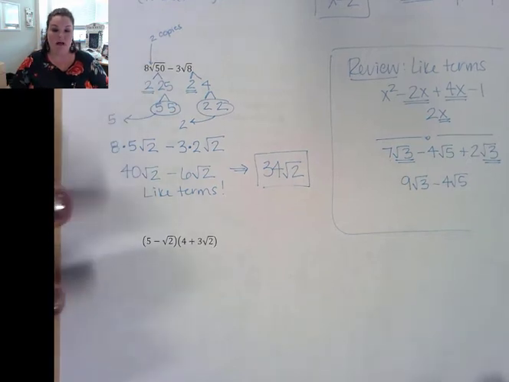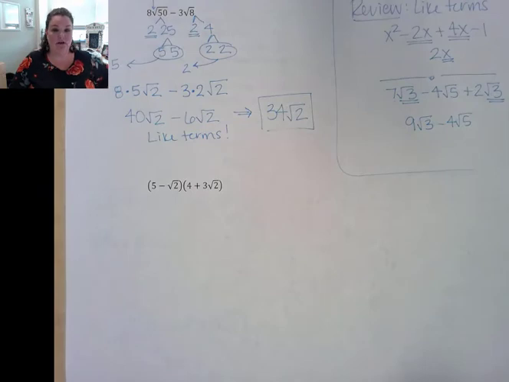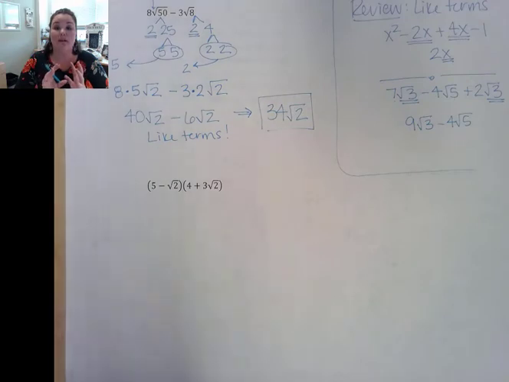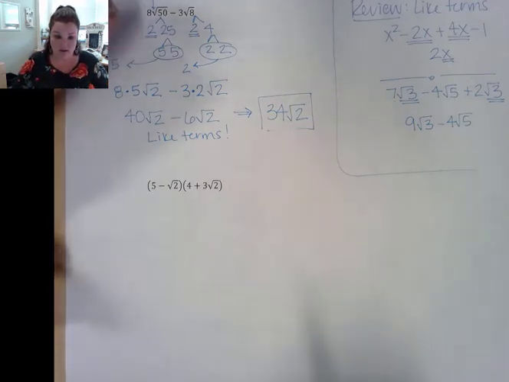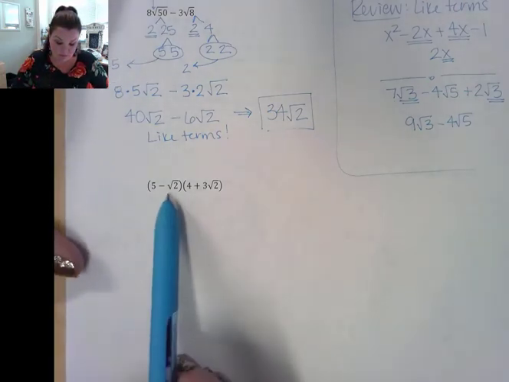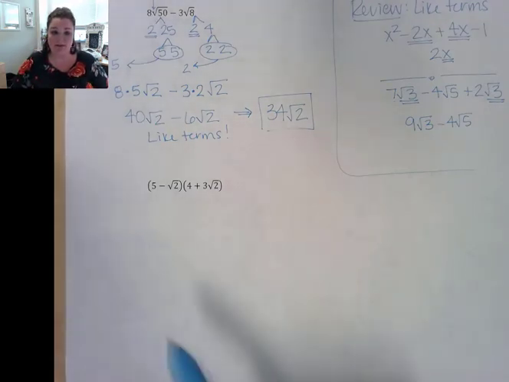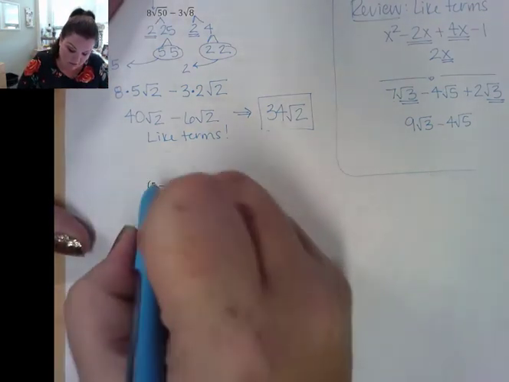All right, and then the other one I want to show you is multiplying radical expressions. When we multiply, we can only multiply numbers that are outside the radical with numbers outside the radical. We can only multiply numbers inside the radical with numbers inside the radical. And we can only multiply radicals with radicals if they have the same index. So notice here, both of these are square roots, so that's okay. We can go ahead and work with this. All right, so let's go ahead and start distributing.